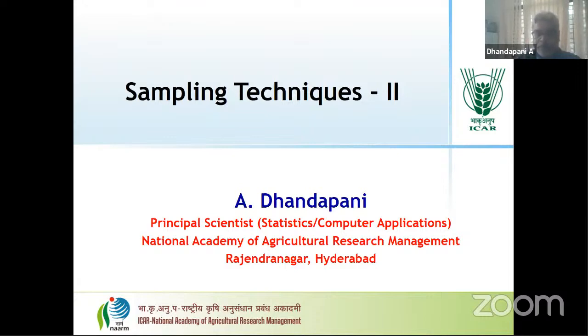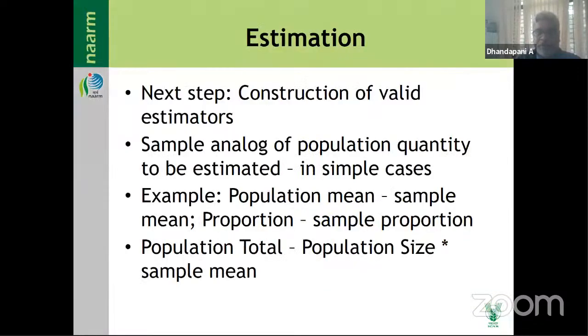We'll continue that example. So before we move forward, if you have followed my lecture, you would have seen that I talked about the different steps involved in it, and we stopped at different types of sampling methods. So now the next step in a sampling design is, how do you estimate the population parameters or population quantities? So how do we do that? We need to construct valid estimators.